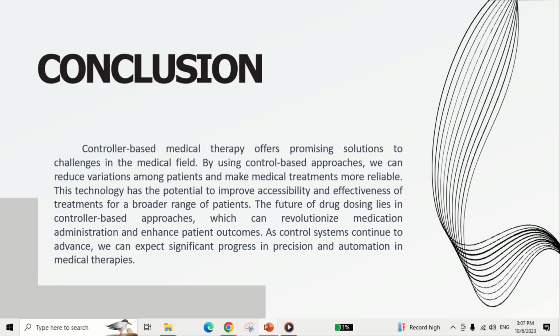The future of drug dosing lies in the controller-based approach, which can revolutionize medication administration and enhance patient outcomes. As control systems continue to advance, we can expect significant progress in precision and automation in medical therapies.